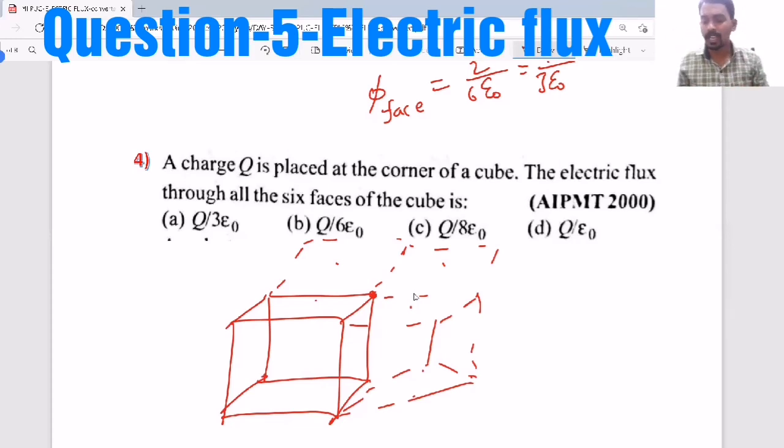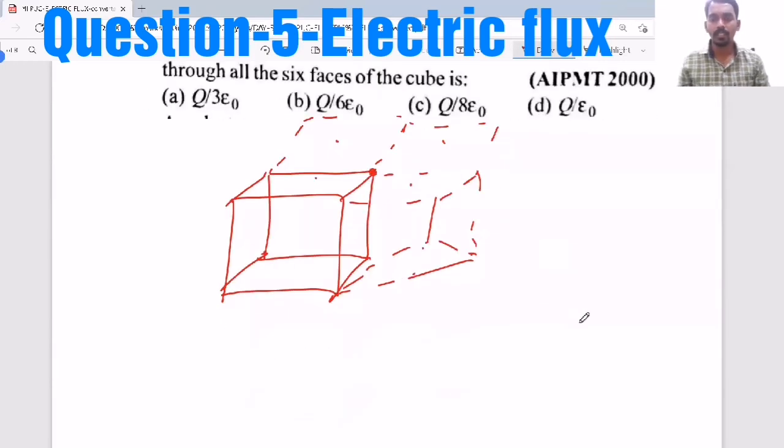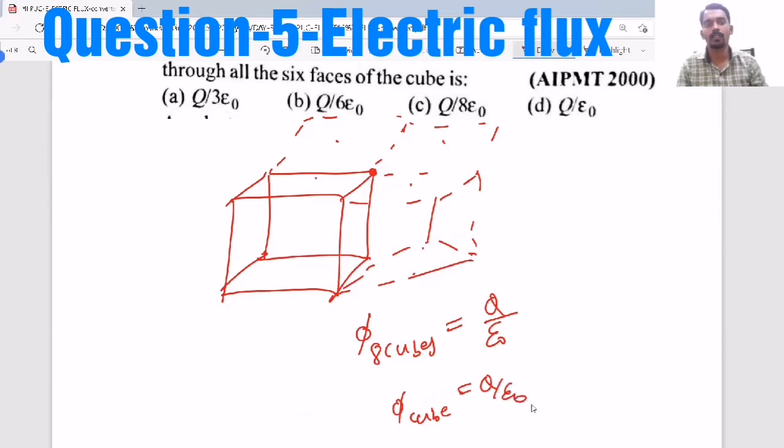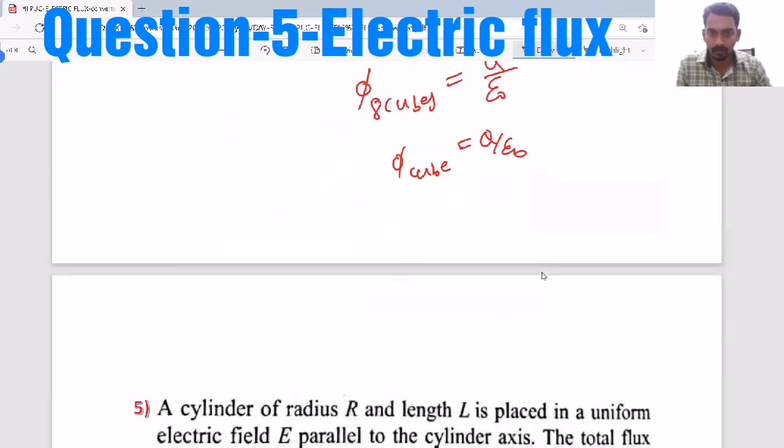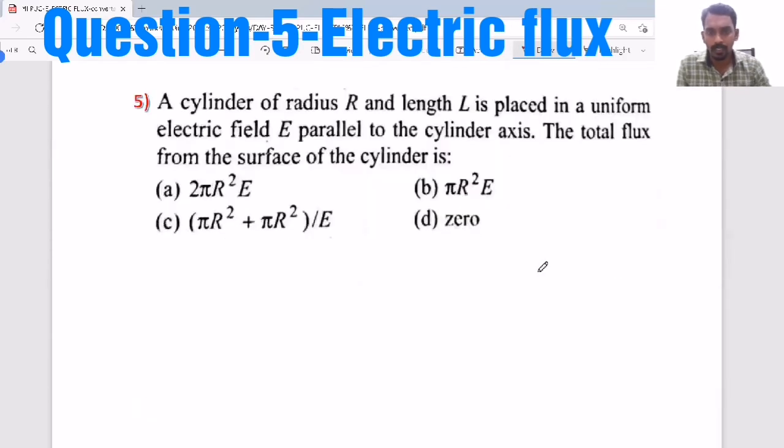Now the charge will become at the center. Then the total flux for all the 8 cubes, it will become Q by epsilon naught. Then for each cube, it will become Q by 8 epsilon naught. So that way you can understand how to imagine a Gaussian surface and how to find the flux enclosed for an open surface. So this is how you have to solve.